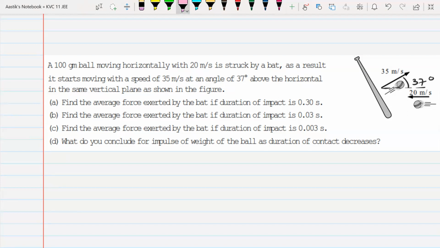So in the first case it is 0.3 seconds. In the second case 0.03, then it is 0.003. What do you conclude for the impulse of the weight of the ball as the duration of contact decreases?